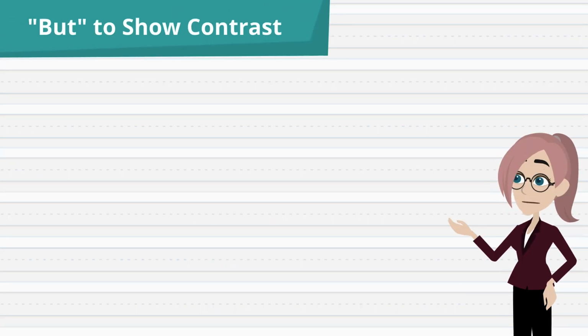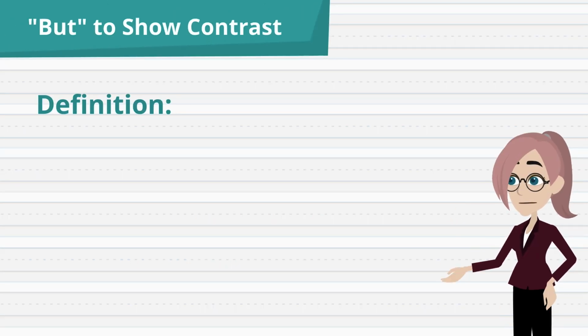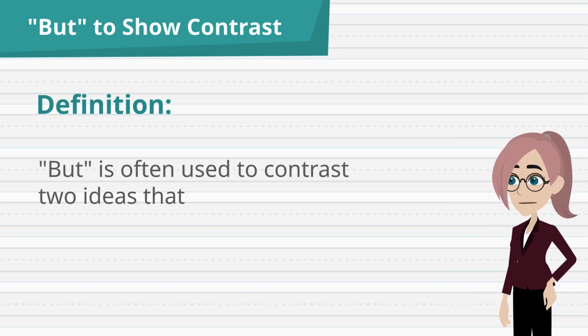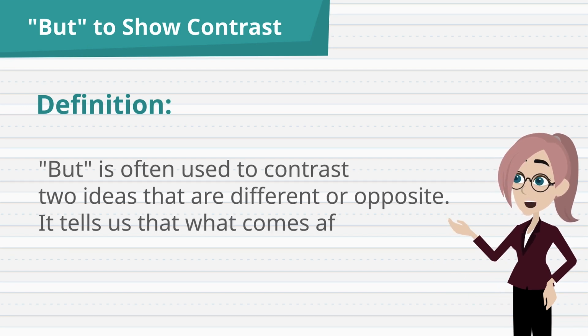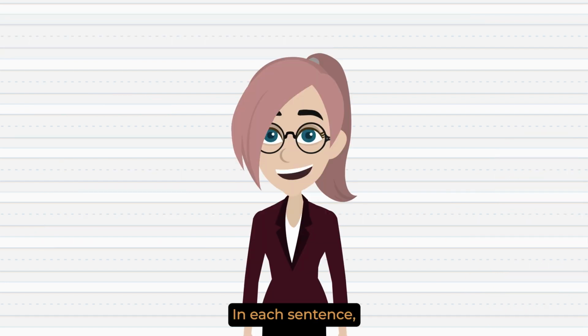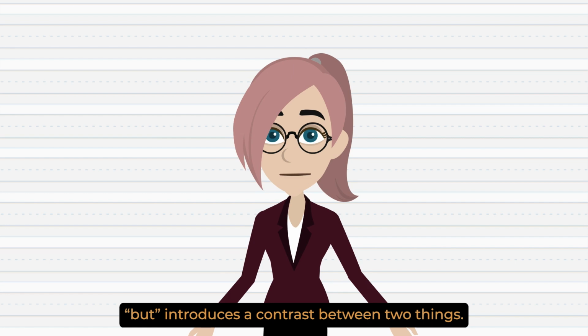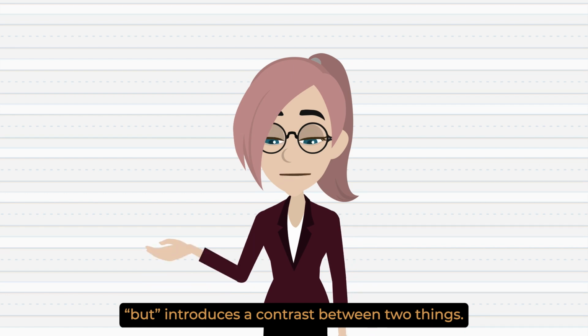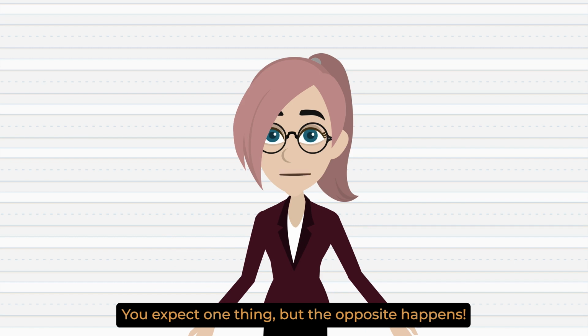But to show contrast. Definition: but is often used to contrast two ideas that are different or opposite. It tells us that what comes after but is different from what came before it. In each sentence, but introduces a contrast between two things. You expect one thing, but the opposite happens.